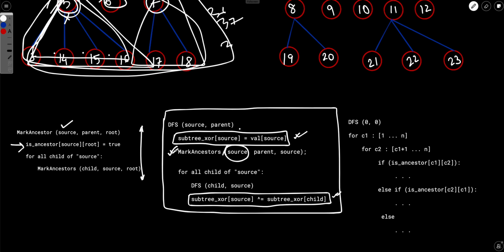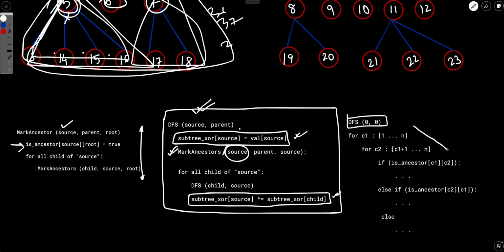So after this DFS, what we have is two things. First, the XOR of every subtree. Second, we know whether A is ancestor of B or not. We have the 2D array built out. Now this is the main code wherein we do a DFS, find out the XOR of every subtree, and mark out the ancestor.